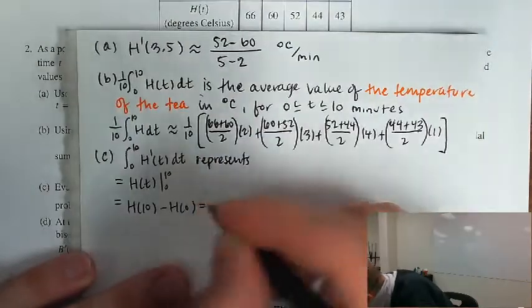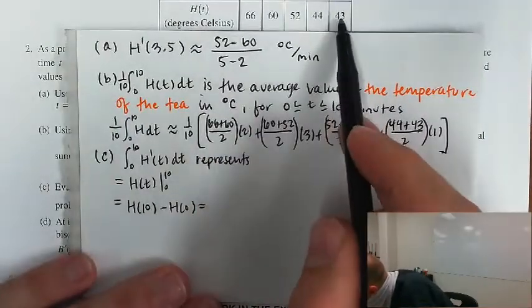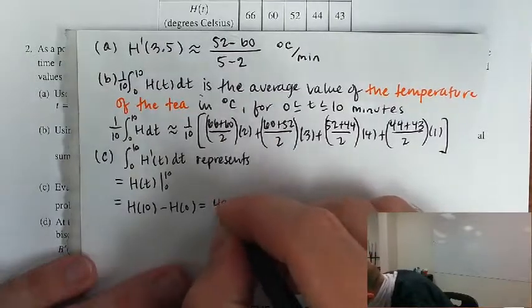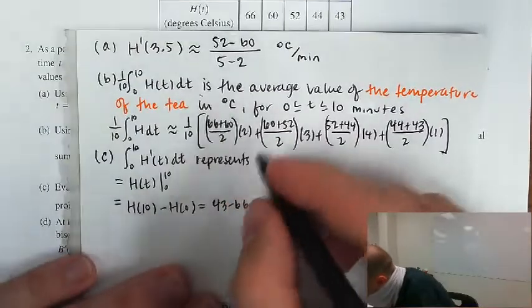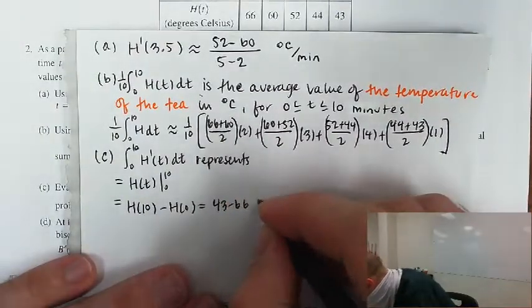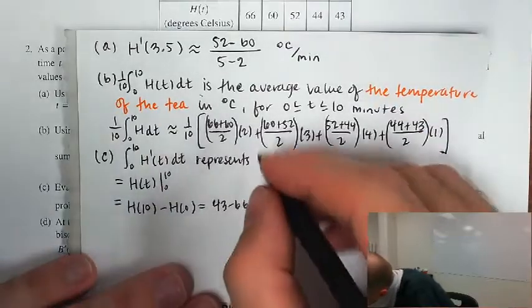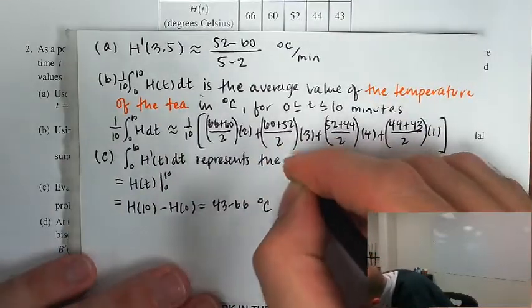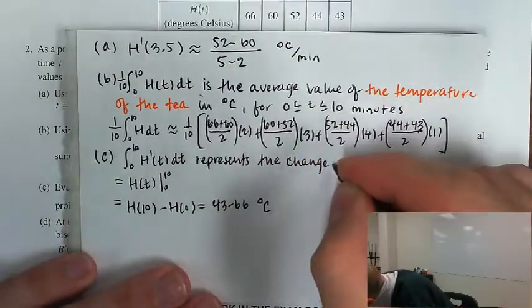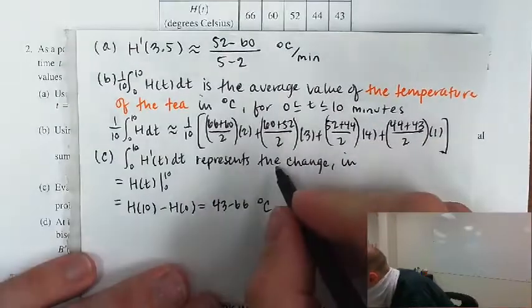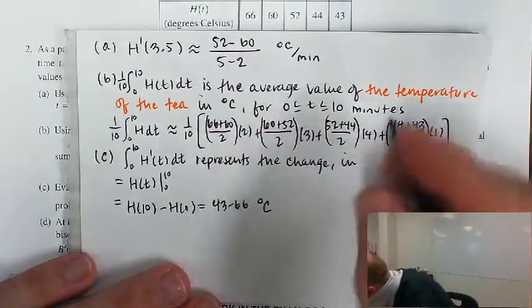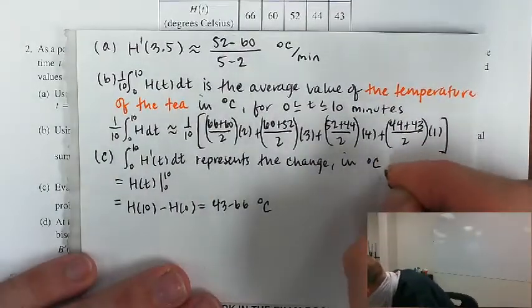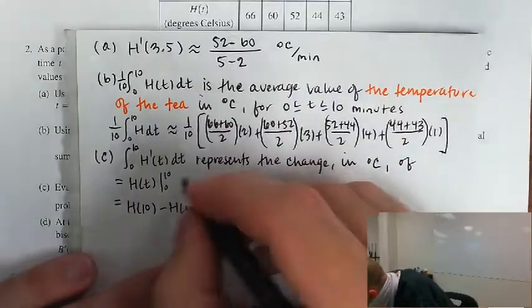oh, I should probably actually find that value, right? H of 10 minus h of 0 is 43 minus 66. And I'll say degrees Celsius. The change, I might say net change, but you don't need to, in degrees Celsius of the temperature of the tea.